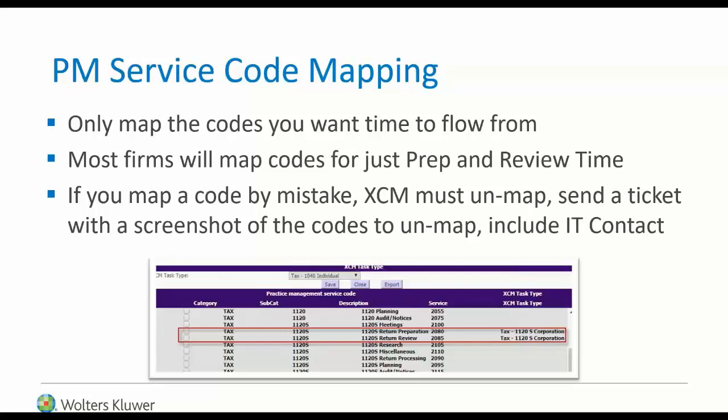Each service code needs to be mapped to the corresponding task type. If you don't want time to come over for certain service codes, you just don't map them. XCM will never recognize them. You may notice that there is no delete option inside this utility. So if you map one by mistake, no worries. Our IT can take care of that within a few minutes once they receive the request. Just send us the information of the ones you want to be unmapped and they can take care of that for you.